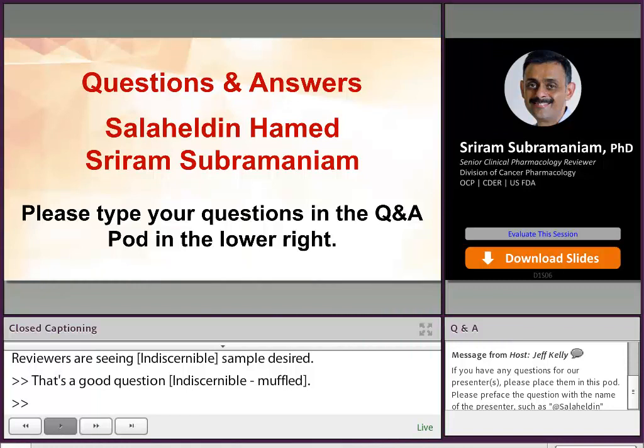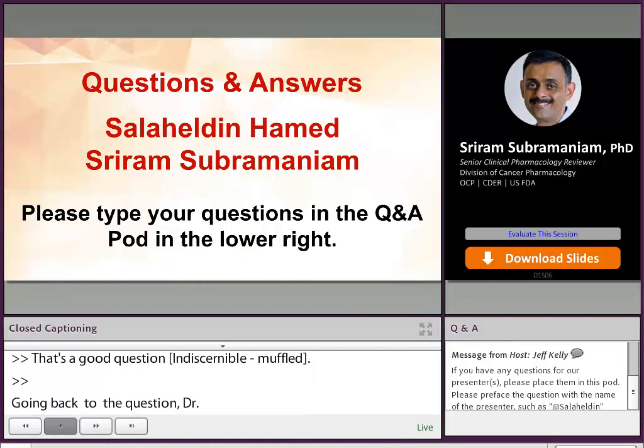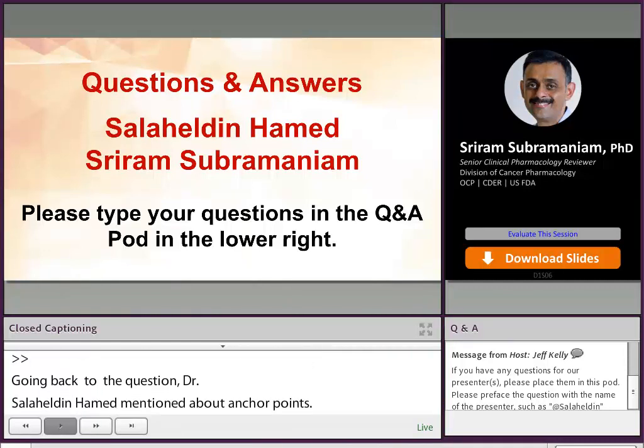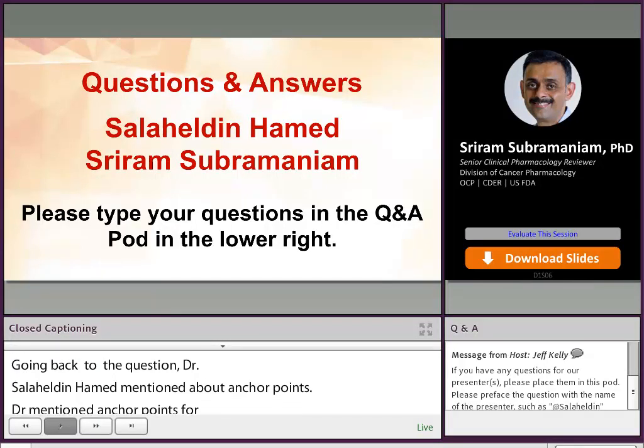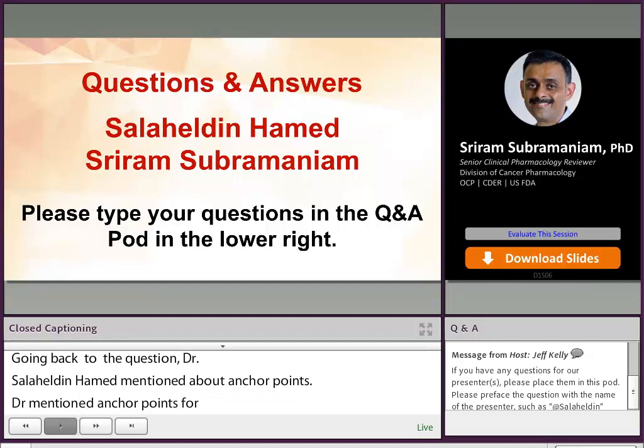Going back to the question about anchor points, I think Dr. Hamid mentioned anchor points. And I just wanted to stress that, as Dr. Hamid mentioned, anchor points are basically used for improving the fit of the curve, of the calibration curve. That shouldn't be confused with getting the run into accept. So these are two different issues.